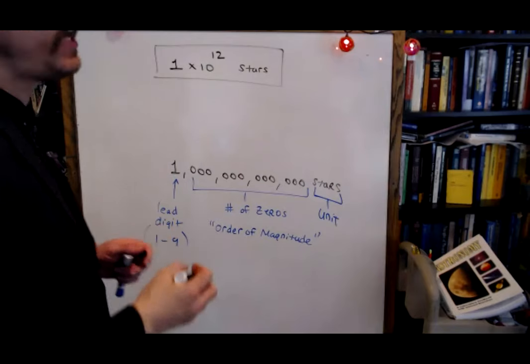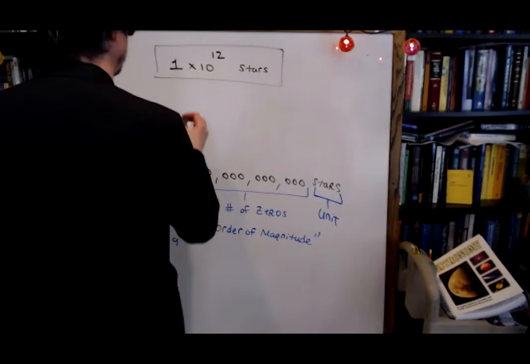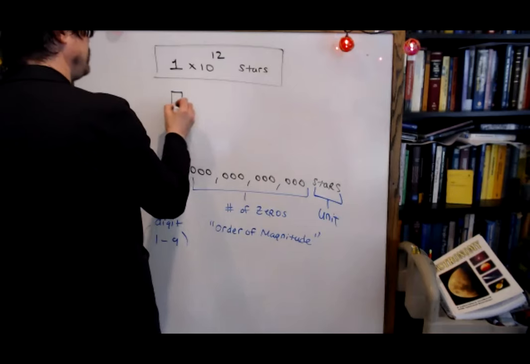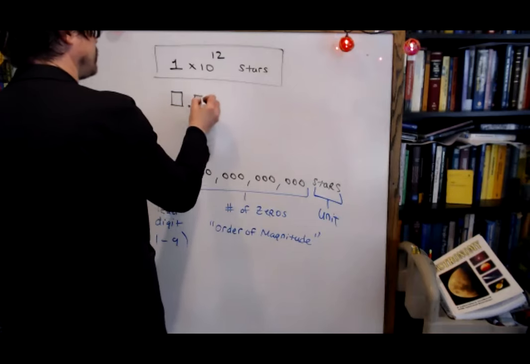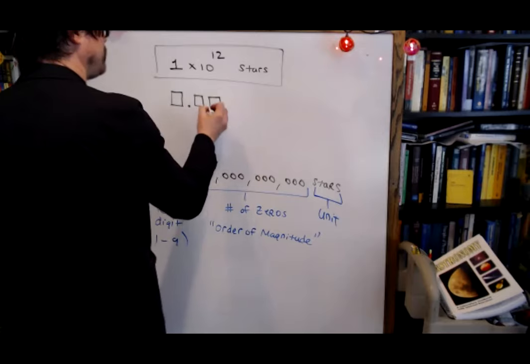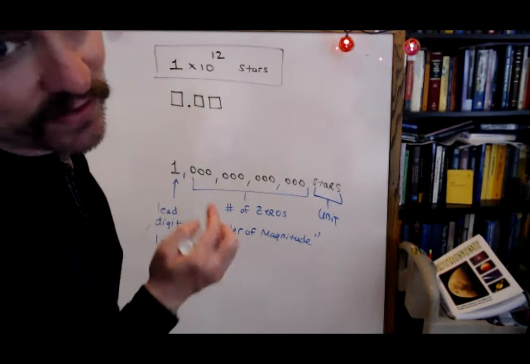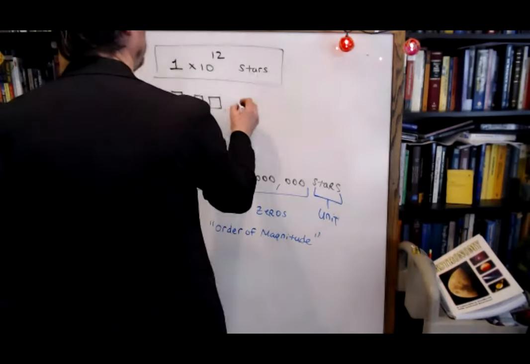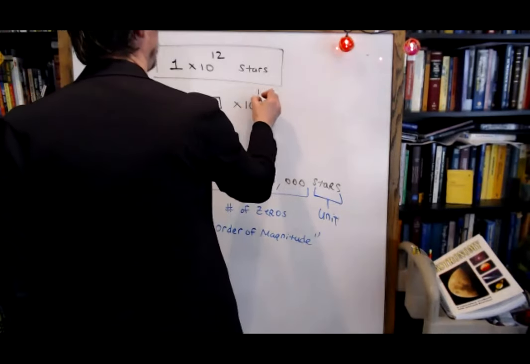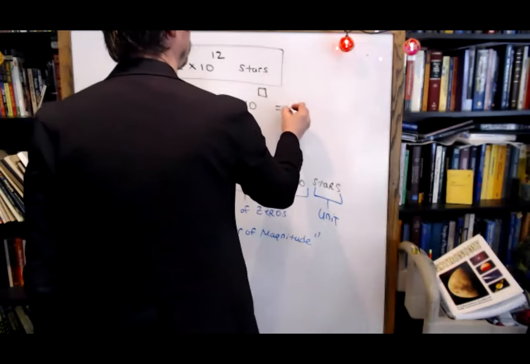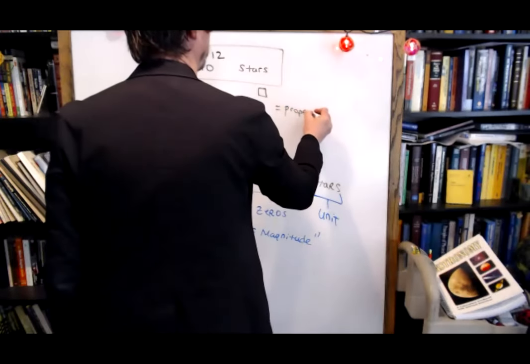All scientific notation has a format that looks something like this. You have a lead digit, sometimes followed by some other numbers. I usually call this the change, like dollars and cents, you know? And then you're going to multiply it by 10 to some power. This is what's called proper form in scientific notation.